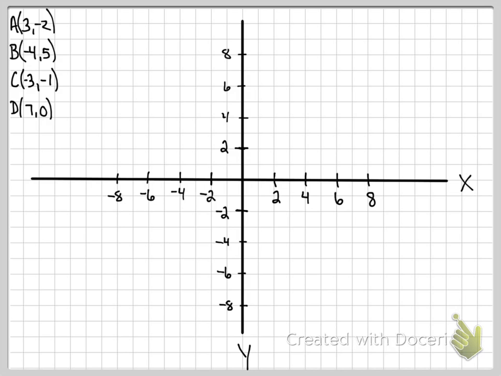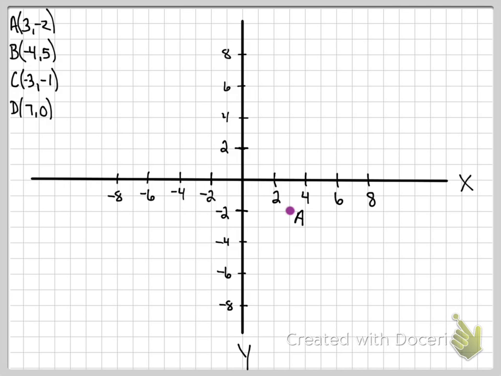Point A. Well, if our x value is positive 3, I'm going to go right 3. And then my y value is negative 2. So do you think you're going to go up 2 or down 2? Down 2. So I go over 3, down 2, and I plot my point and label it point A. You see what I did? 3 was positive. That's my x. So I went right 3. Negative 2. So I go down 2, plot my point.